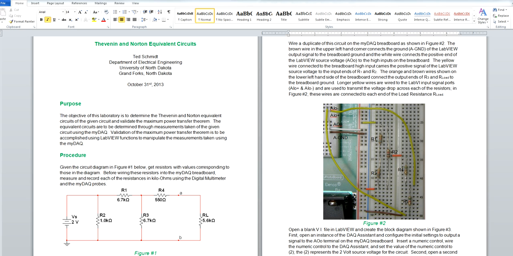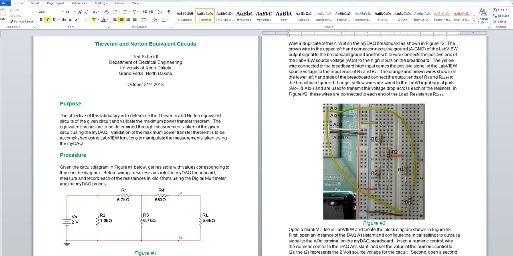Once again, notice that on the breadboard, the outlet node of resistor 4 is connected to the inlet node of the load resistance, and the outlet end of the load resistance is jumpered via the brown wire shown on the bottom of Figure 2 back to ground. The long yellow wires that you see in Figure 2 connect each end of the load resistance to the input ports on the breadboard. That would be IO0 negative, IO0 plus.